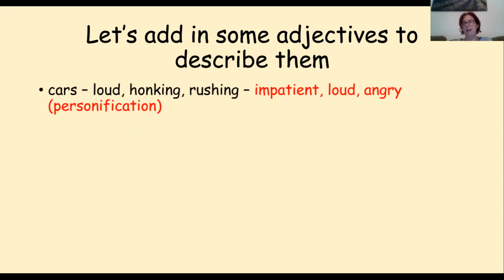Personification is when we give something that is not human, human qualities. A car itself cannot be angry. It doesn't have emotions. It doesn't have feelings. But when it's honking, it sounds angry. Now, obviously, it's the person driving it that's probably angry and doing the honking and got a bit of road rage. But we can describe the car as being angry, which is personification. So we're giving it human qualities that it doesn't have.